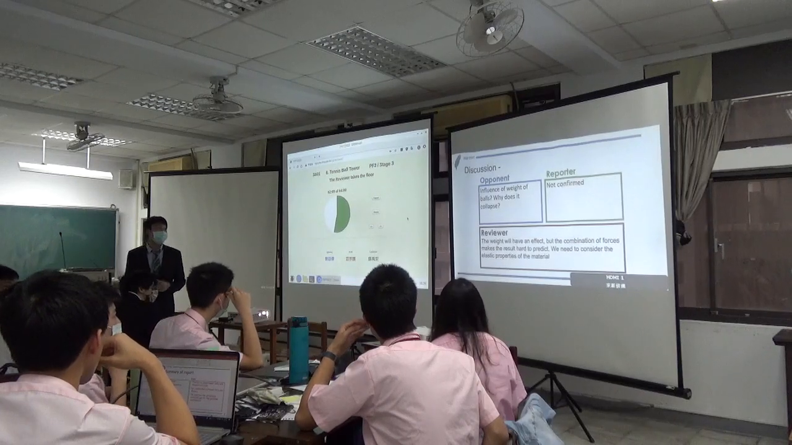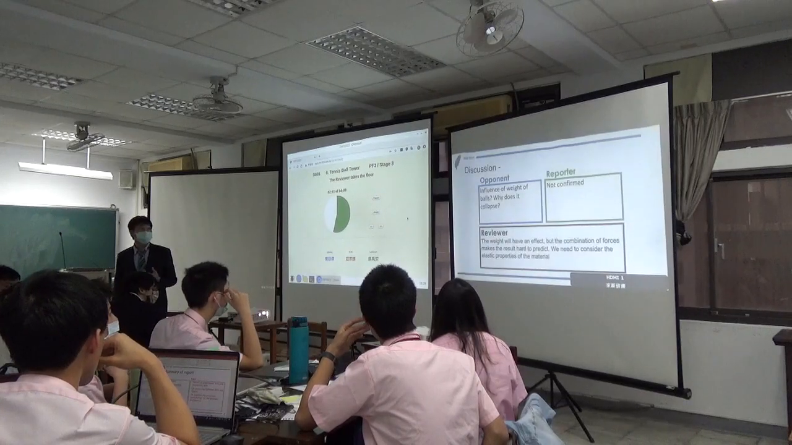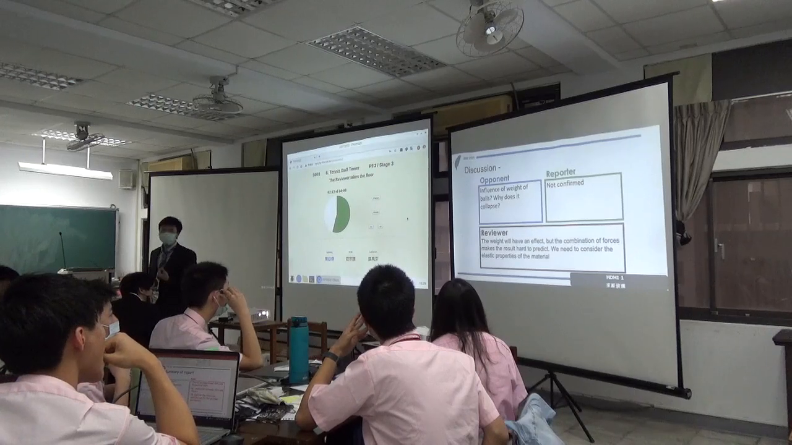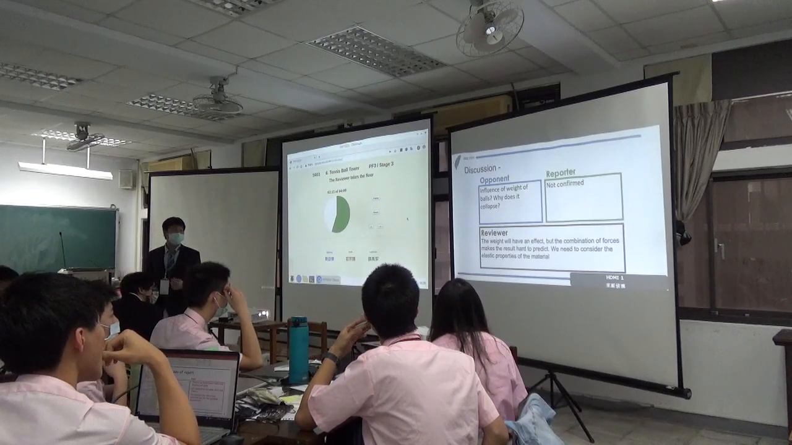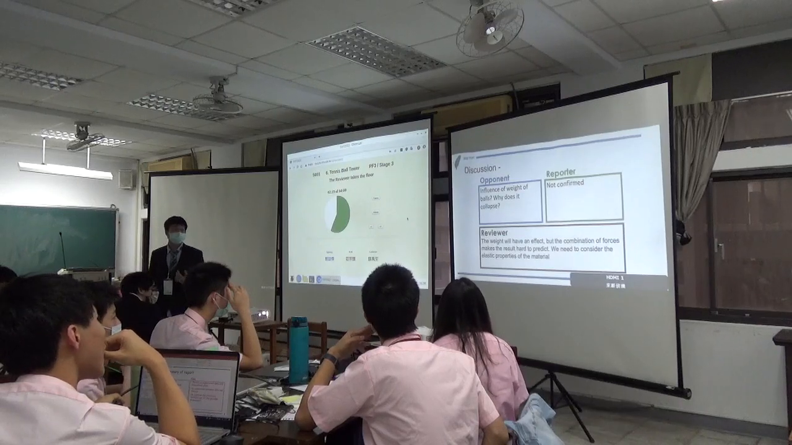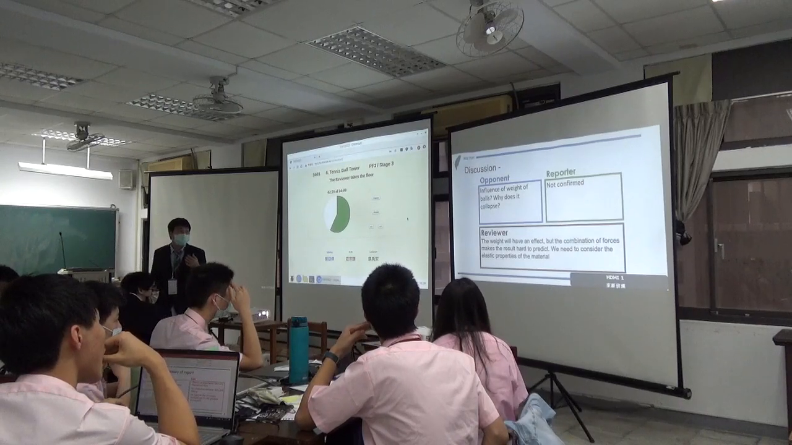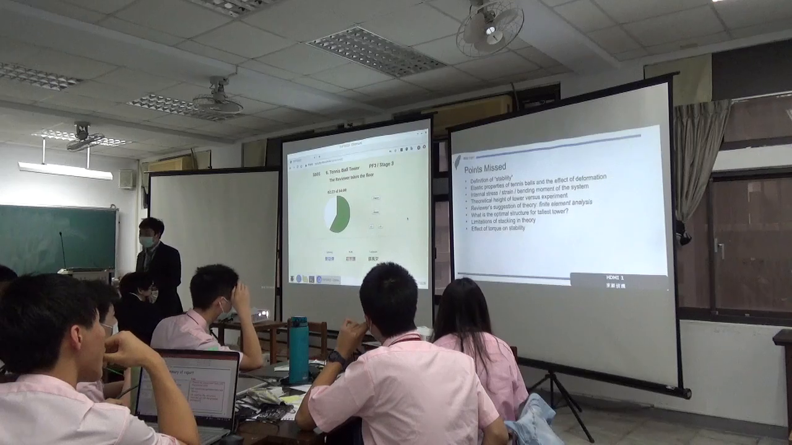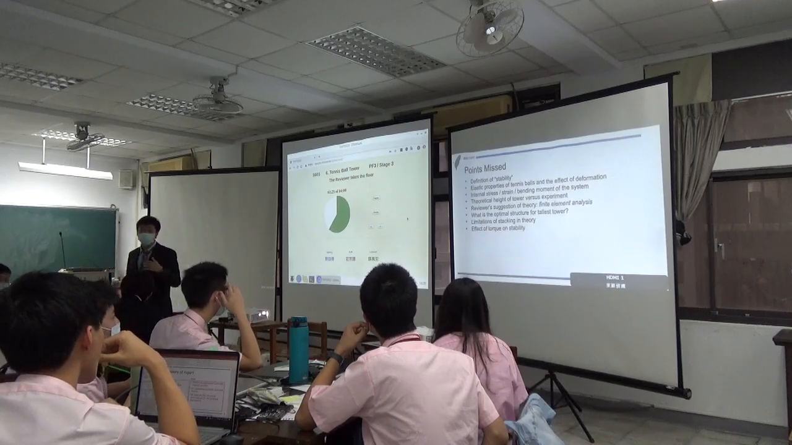Now the next one is the influence of the weight of balls. Why does it collapse? The reporter says they have not confirmed the problem. And the reviewer says that the weight will have an effect, but a combination of forces makes the result hard to predict. We need to consider the elastic properties of the material, and that makes the problem harder.